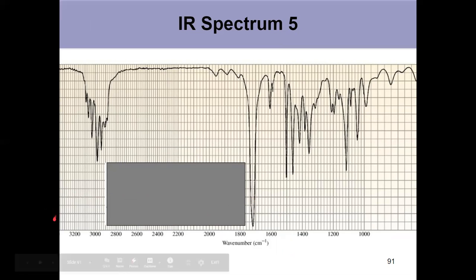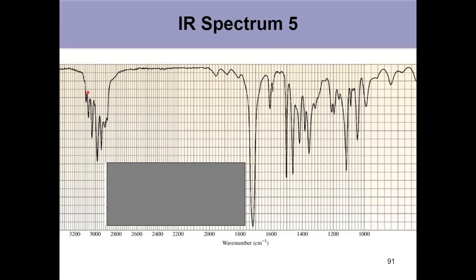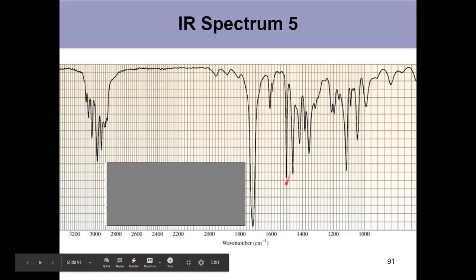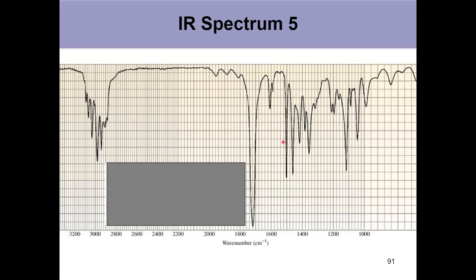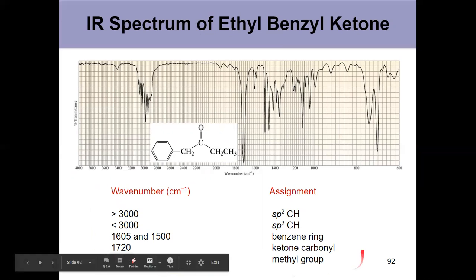I look at 3000. I've got some stuff to the right, so I know I've got sp3, but I've also got some peaks to the left. That tells me sp2. Multiple peaks to the left mean I've probably got benzene. So I go over and look at around 1400 and 1650, and I've got some peaks there that are confirming my benzene ring. Boom, boom. So what am I dealing with right here? Ethyl benzyl ketone. Everything corresponding to the bottom.